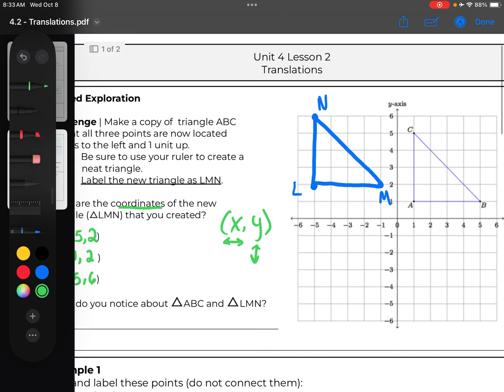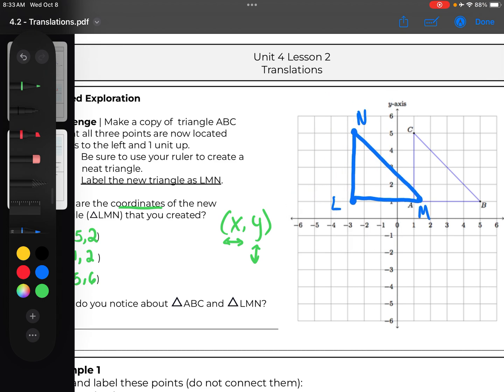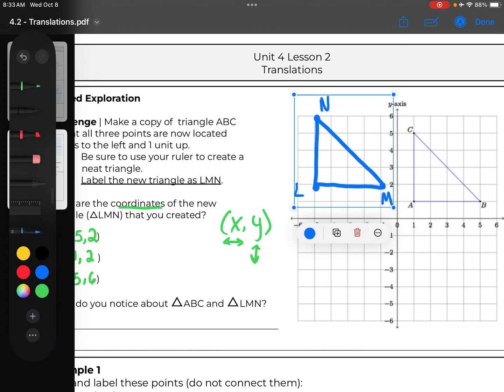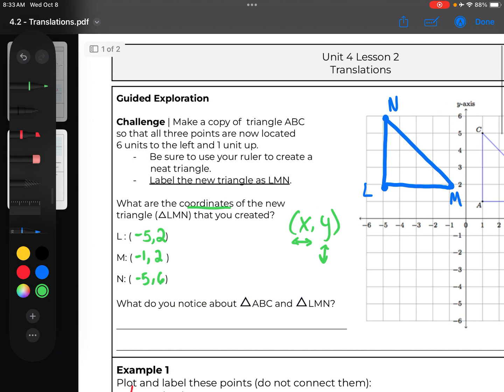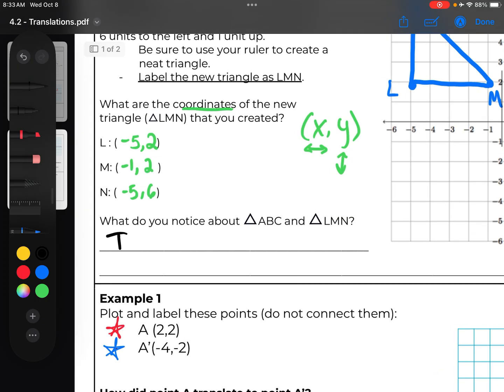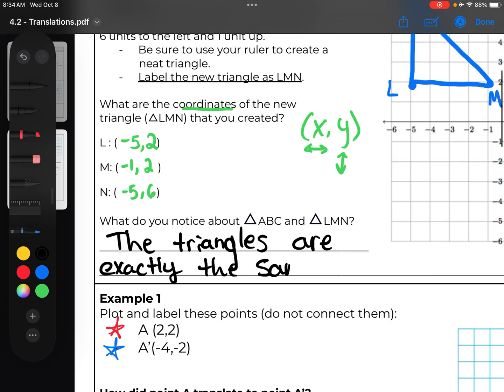What do you notice about the two triangles? So just looking, and because I can do this with the iPad here, I've noticed that these triangles are exactly the same shape and size. So I'm going to say the triangles are exactly the same shape and size.